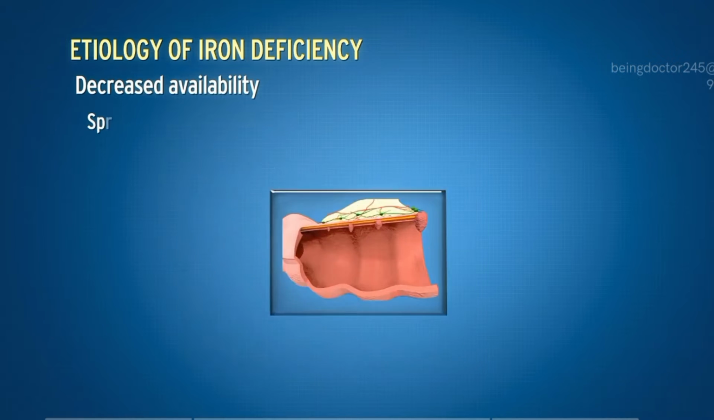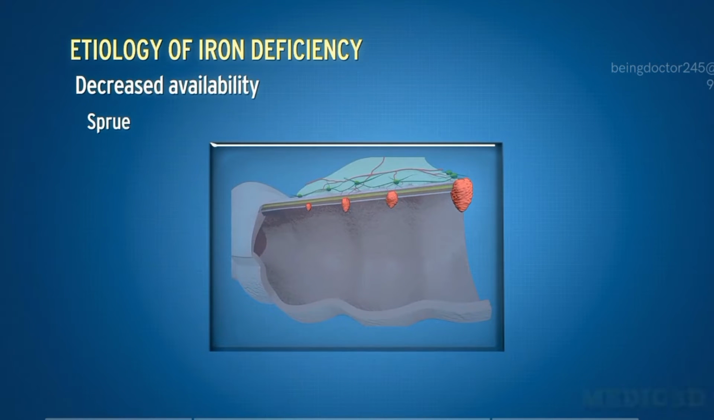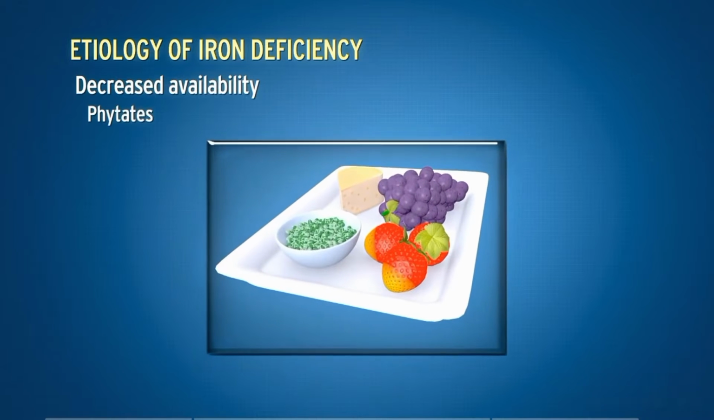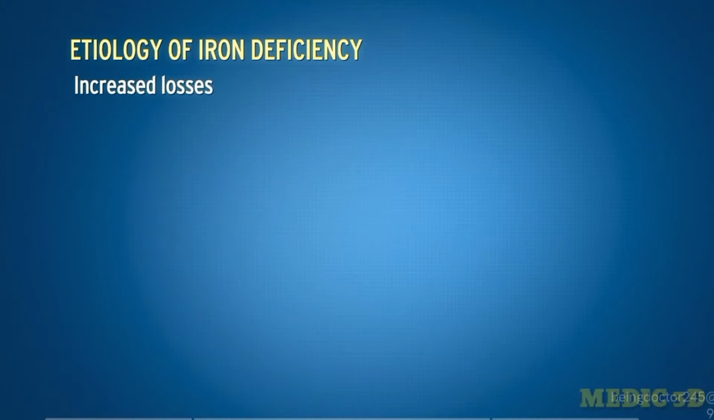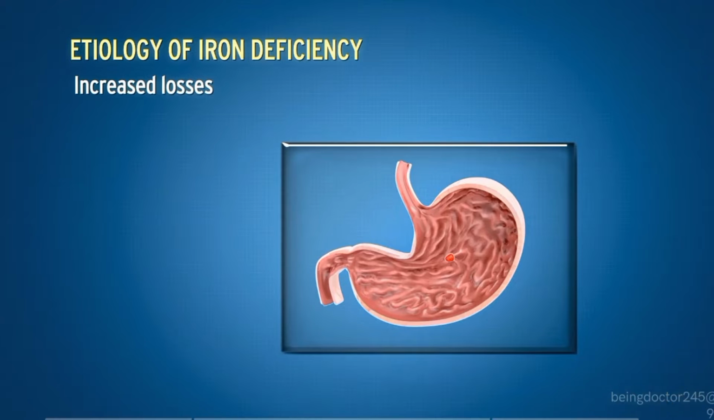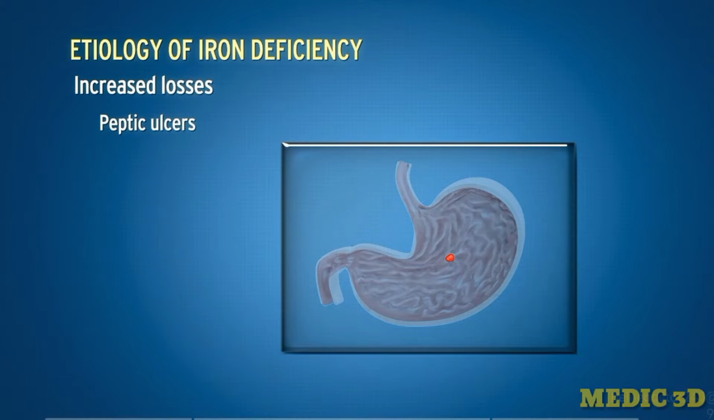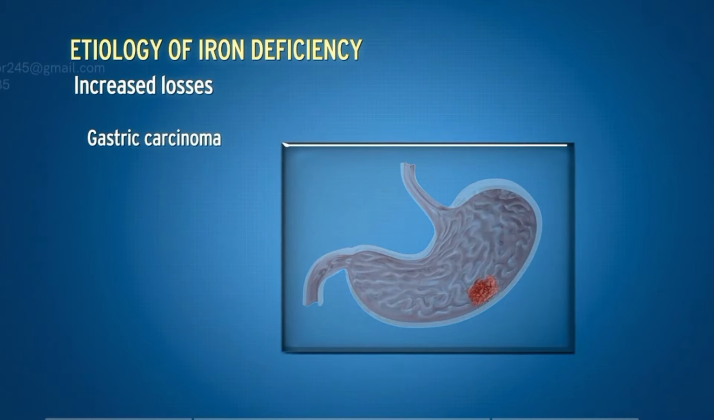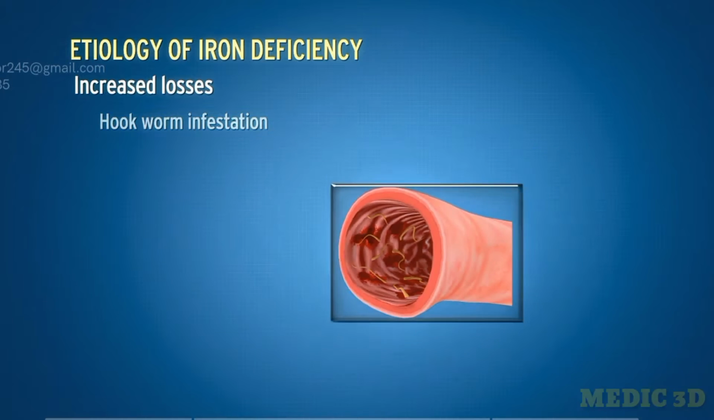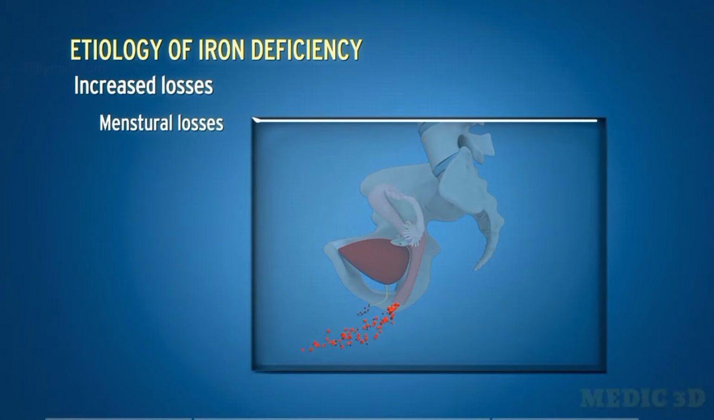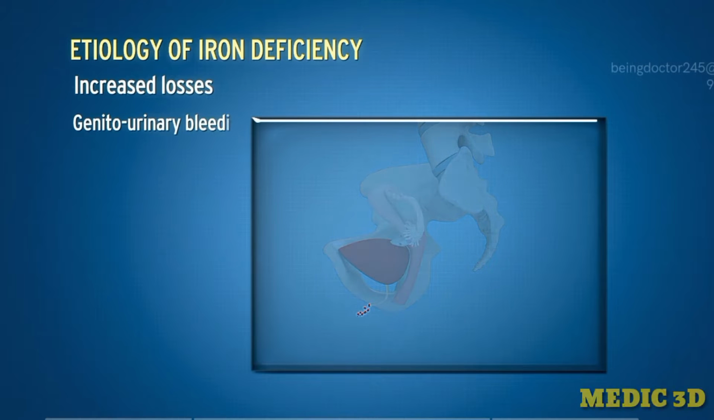Intestinal diseases like sprue. Dietary ingredients like phytates, tannates, oxalates, phosphates impede iron absorption. Increased losses: chronic blood loss due to bleeding peptic ulcers, gastric carcinoma, hookworm infestation, menstrual losses, genitourinary bleeding.